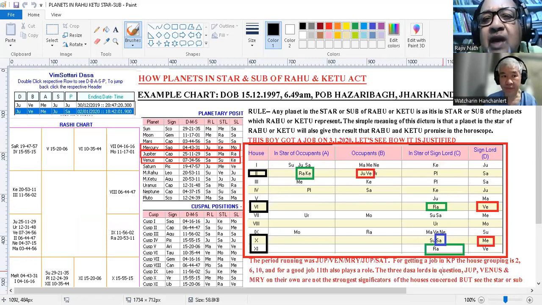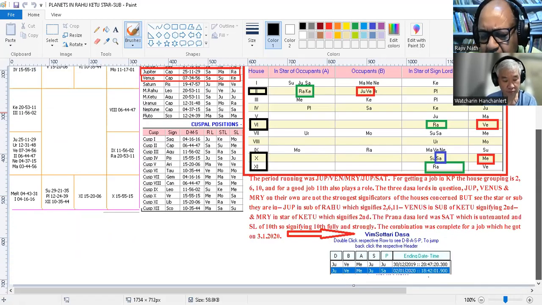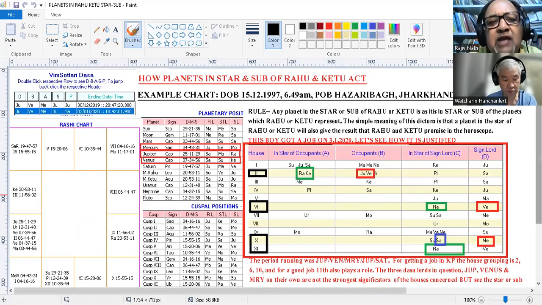How planets in the star and sub of Rahu and Ketu act. Same thing. And this is an example chart, date of birth. This is the same example. By example, I have explained here how this boy got a job by a planet sitting in the sub, and in the star and sub of Rahu and Ketu, which helped him get a job.